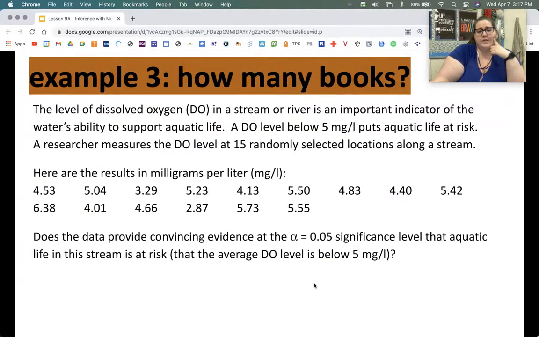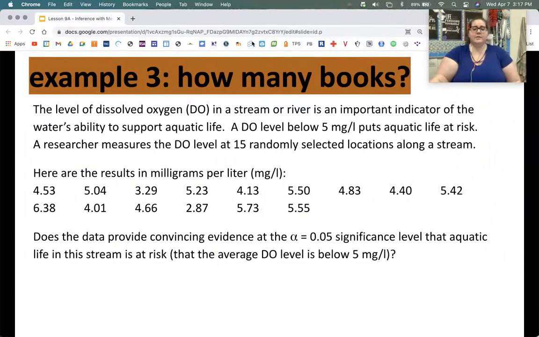All right, we're going to go into our example 3, which for some reason on my slideshow still says how many books, but this is actually about dissolved oxygen in a stream. It says the level of dissolved oxygen, or DO, in a stream or river is an important indicator of the water's ability to support aquatic life. A DO level below 5 milligrams per liter puts aquatic life at risk. A researcher measures the DO level at 15 randomly selected locations along a stream.